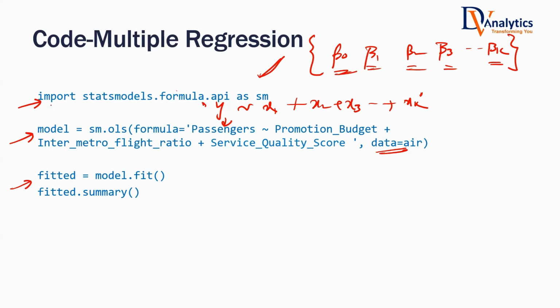Go back to your code file, build this multiple regression model, and tell me your observations from the output. Build the multiple regression model. Tell me what are your observations from this output.